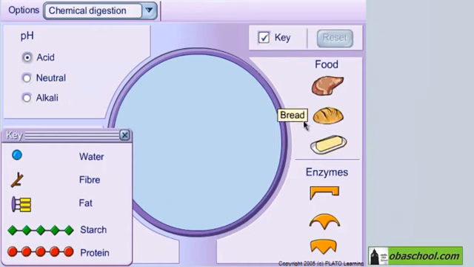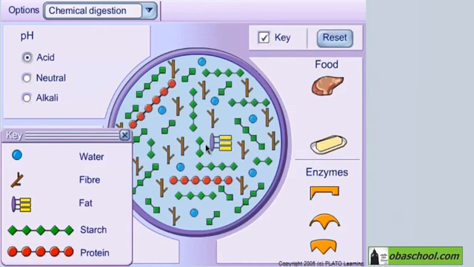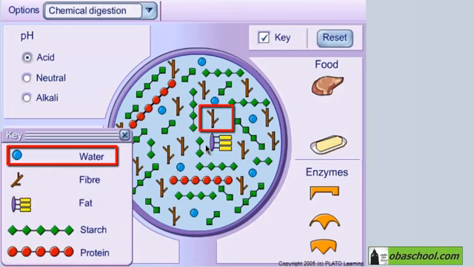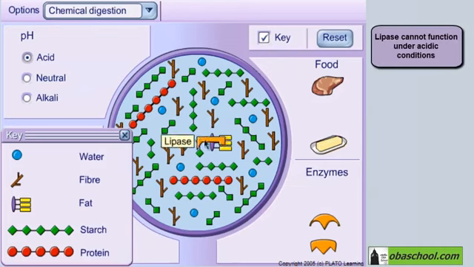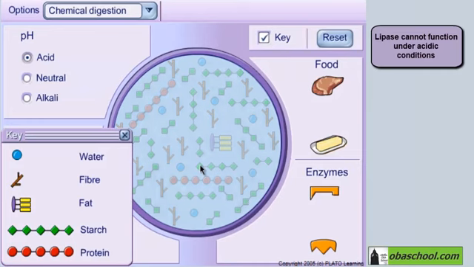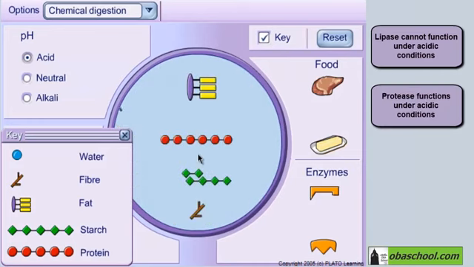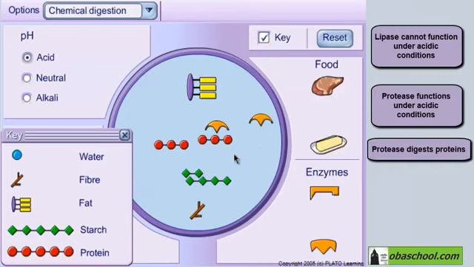Let's add bread. Bread contains starch, protein, fat, fiber, and water. Again, we can't add lipase due to the fact that it doesn't work on the acidic pH. We can add protease because it works in acidic pH. And what do you think protease will digest out of these? It digests the protein only.